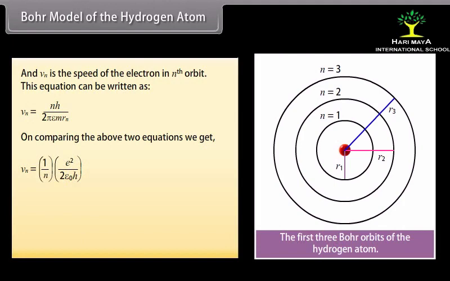On comparing the above two equations, we get the expression of velocity and radius of the nth orbit. Vn equals 1 upon n multiplied by e square upon 2 epsilon naught h. And Rn equals n square multiplied by h square epsilon naught upon pi m e square, which equals n square a naught, where a naught is equal to 0.529 angstrom.